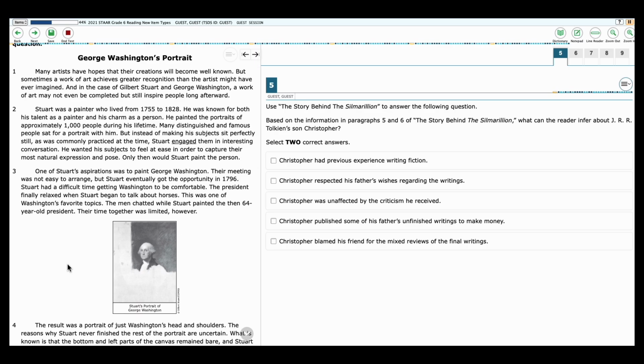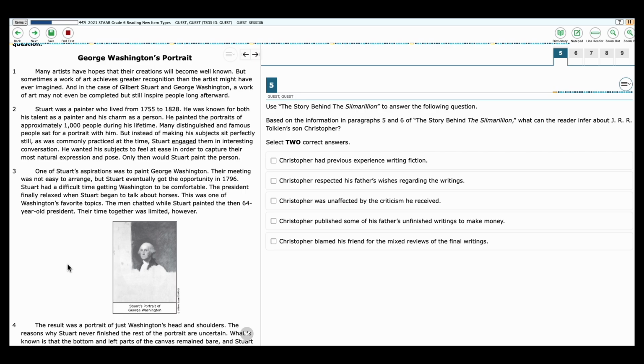Stuart was a painter who lived from 1755 to 1828. He was known for both his talent as a painter and his charm as a person. He painted the portraits of approximately 1,000 people during his lifetime. Many distinguished and famous people sat for a portrait with him.